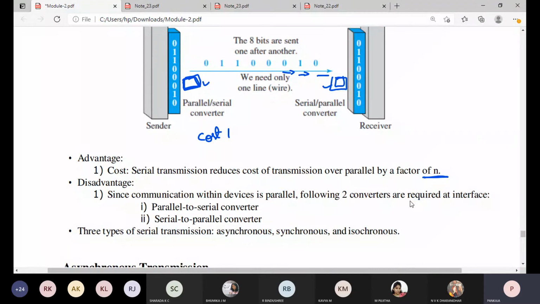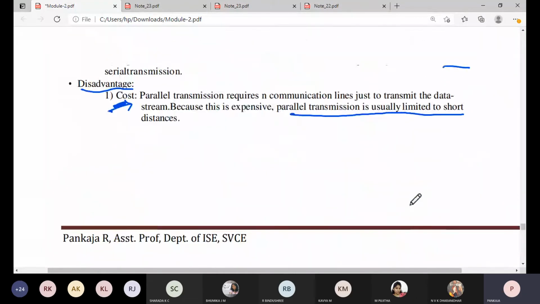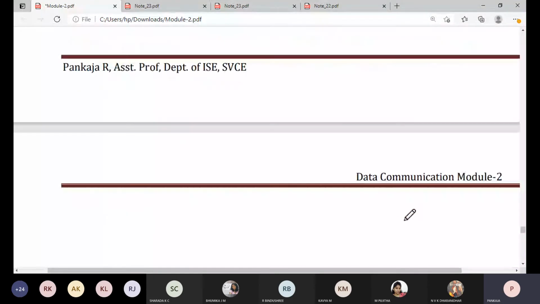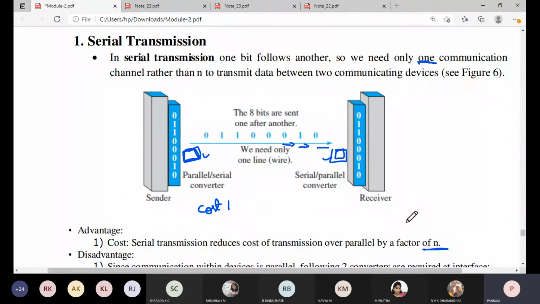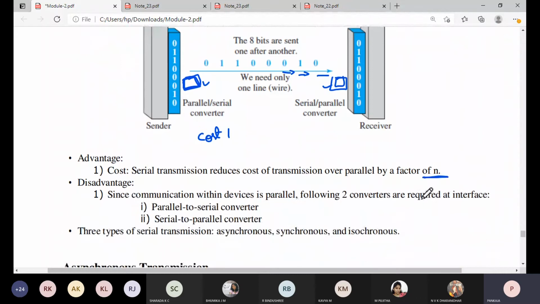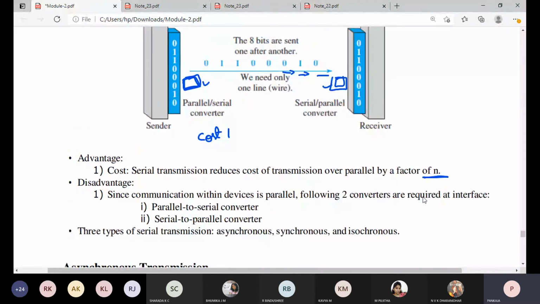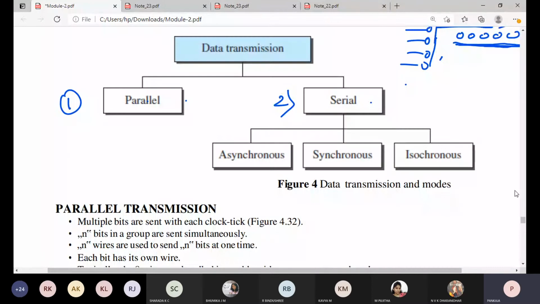Okay, is it clear what is serial mode and parallel mode? We are just discussing at an abstract level, not in depth, just according to this diagram I am explaining. If you have any doubts you can ask, otherwise I'll proceed to the next methods. So serial mode, in the first diagram itself I have shown, is categorized into three types: synchronous, asynchronous and isochronous.